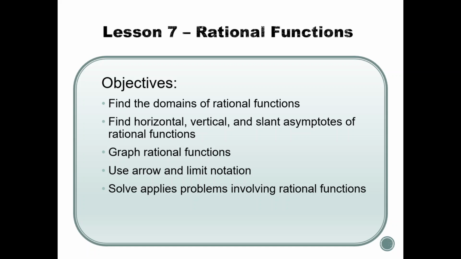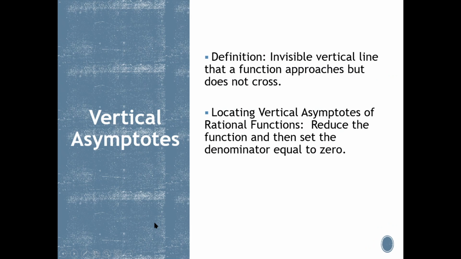Today we're going to talk specifically about asymptotes. So we're going to talk first about how to find vertical asymptotes. A vertical asymptote is an invisible vertical line that a function approaches but does not cross.